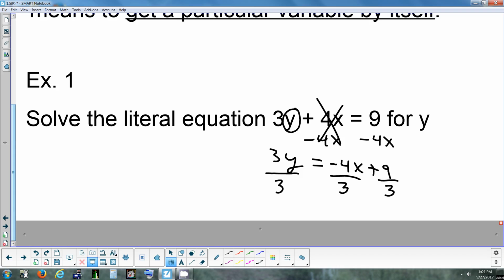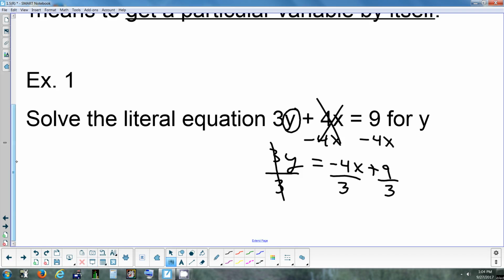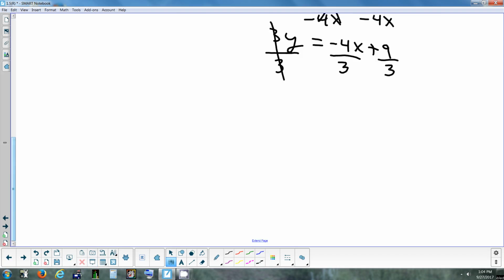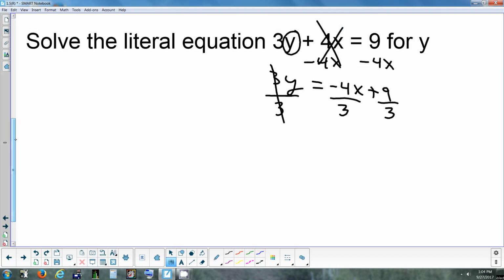So how about Connor? What happens when you do 3 divided by 3? It crosses out. Good, it crosses out. And what do I have on the left-hand side now, Connor? Just y. Just y, good.